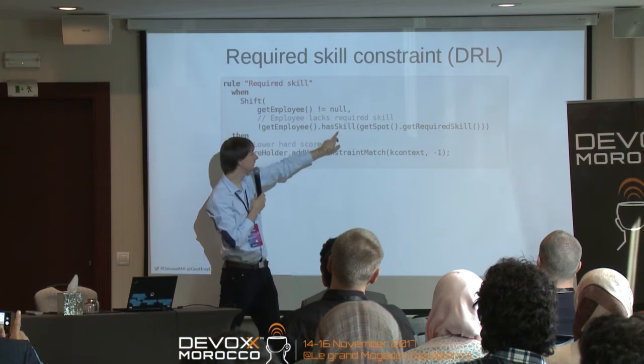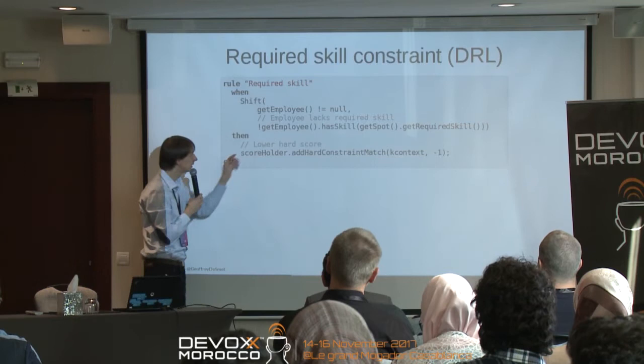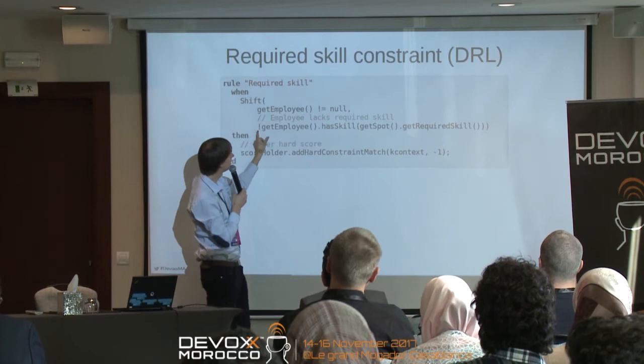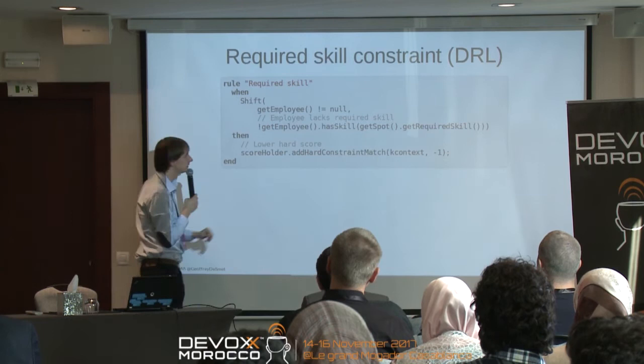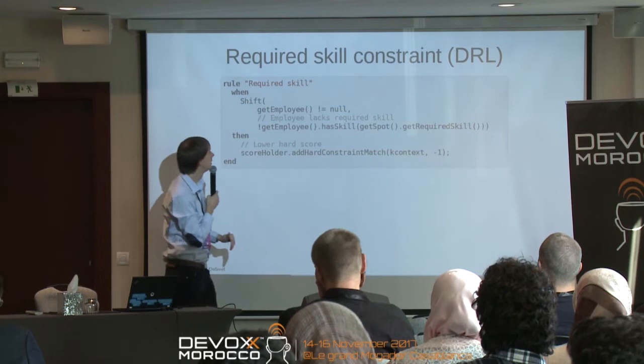Does this make sense? So the downside, of course, is if you use a Drools implementation, you have to get used to the DRL syntax. The good news is these parts here are plain old Java. So the snippets between, so here is plain old Java, and this you should see as an end. And in fact, I think we were working on actually making this also possible, just doing an end sign here. Because when we have a shift where the employee is not null, and the employee doesn't have the required skill, then we're going to lose 1 point.